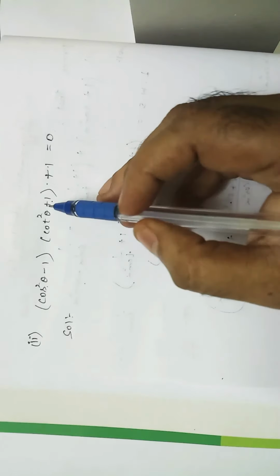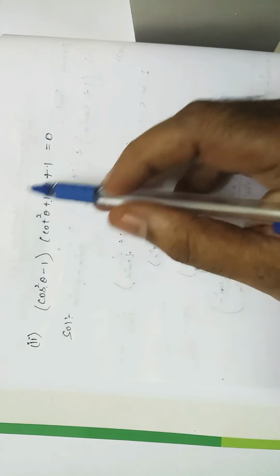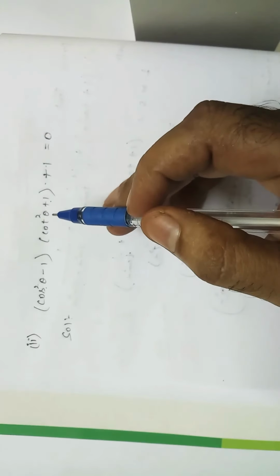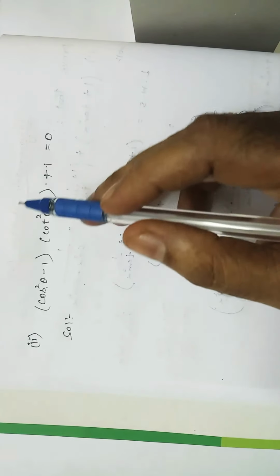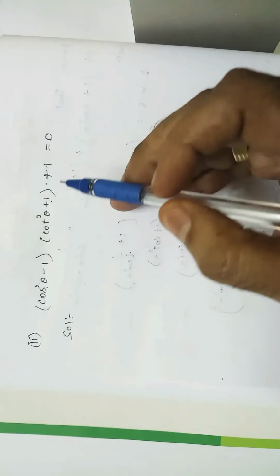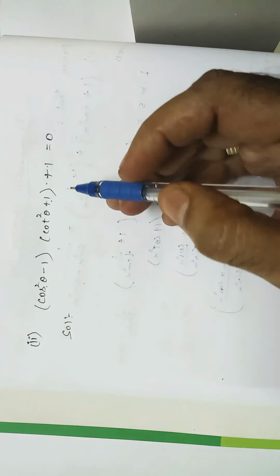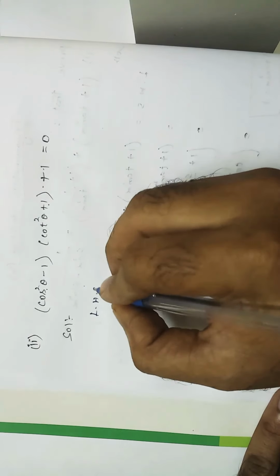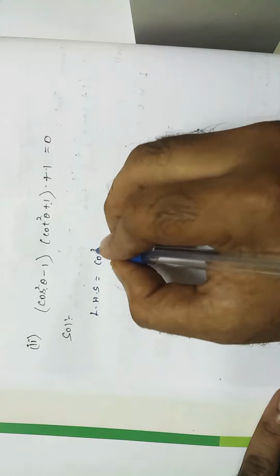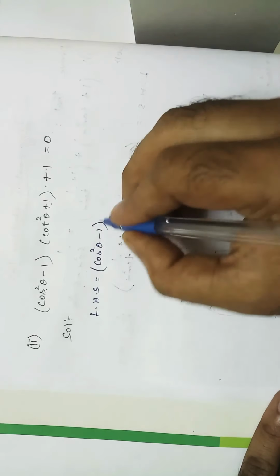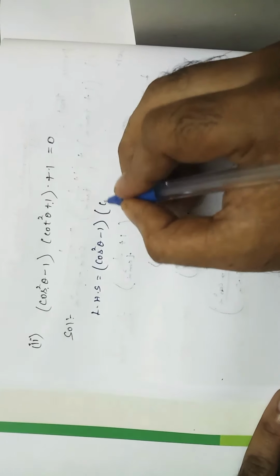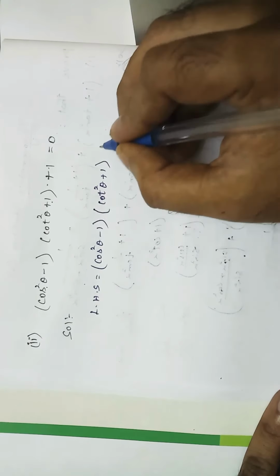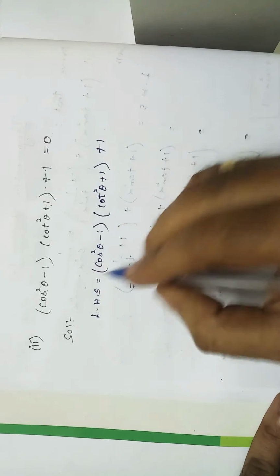See that square, so square identities are applicable. Which trigonometric identity will be applicable? Just substitute and simplify, we'll get the solution. So taking the LHS is equal to (cos square theta minus 1) into (cot square theta plus 1).